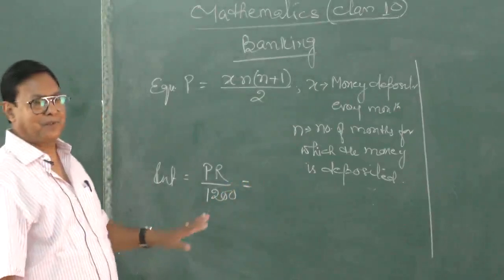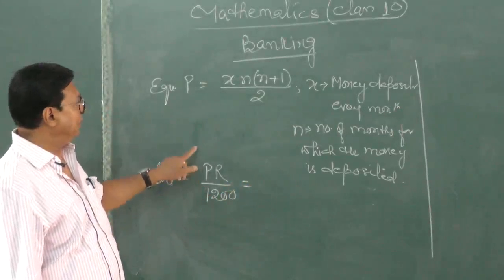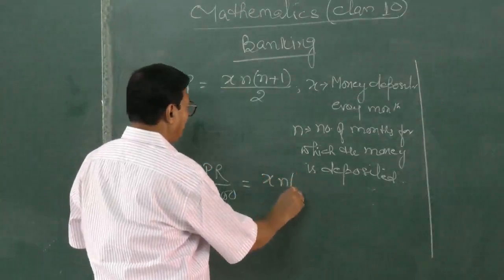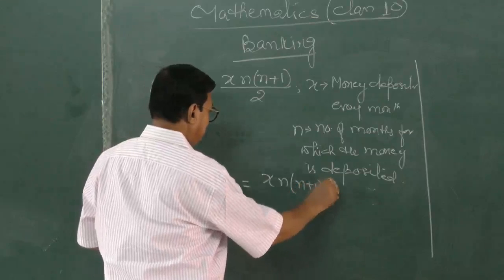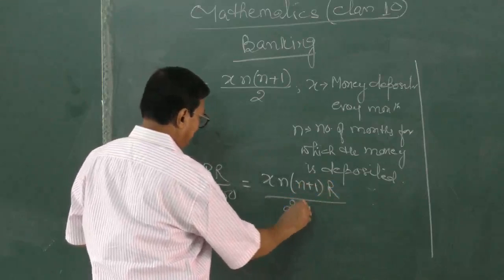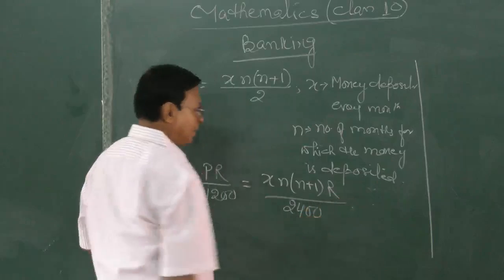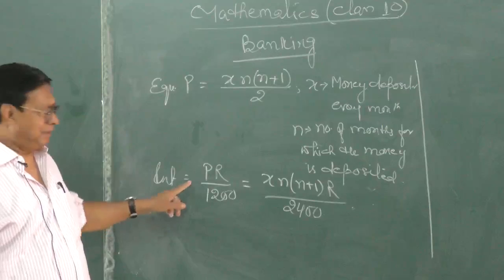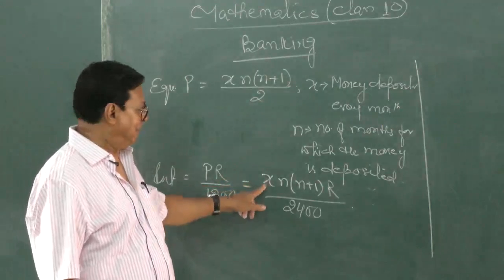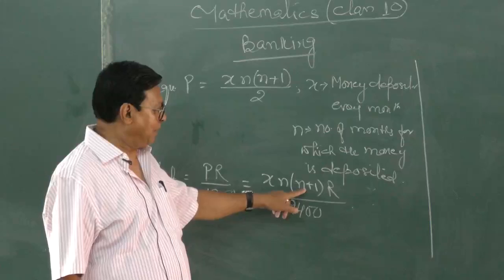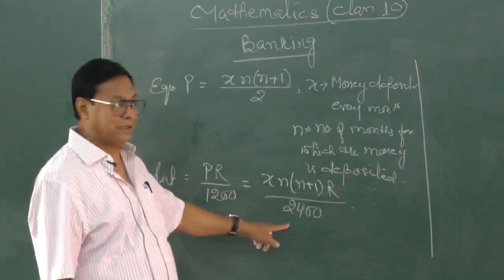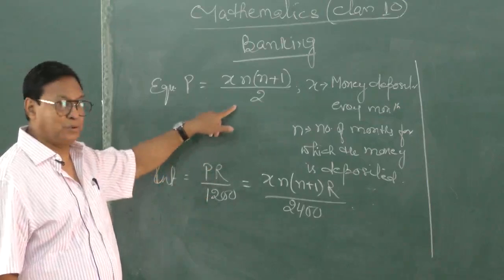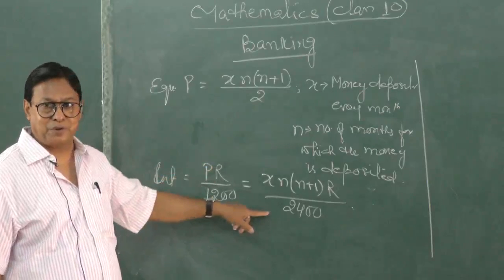Now look at this. I said P into R by 1200. P is what? Is this. So you can use this formula directly. Interest is the money deposited, number of months n plus 1, rate by 2400. 2400 is this 1200 and then this 2. So that makes it 2400.